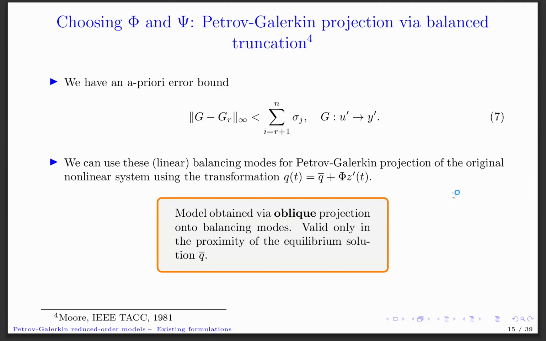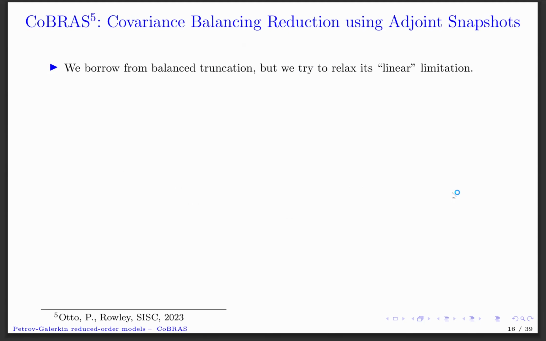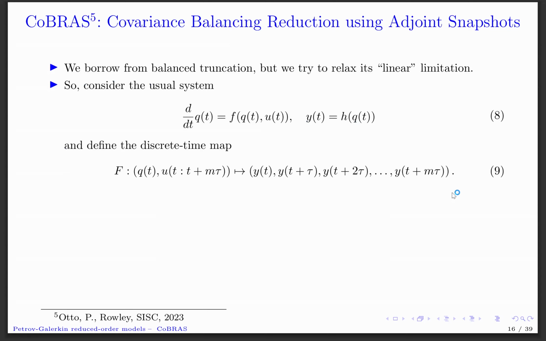This is work led by a former colleague and current friend of mine. This is called covariance balancing reduction using adjoint snapshots. So we borrow from balanced truncation, but we try to relax its linear limitations. So you can think about this as a nonlinear extension to balanced truncation. Great. So we consider the usual full order system. And in this setting as well, we do care about some quantity of interest.